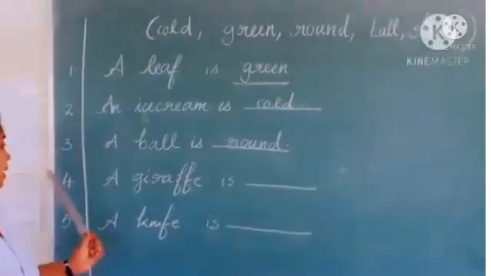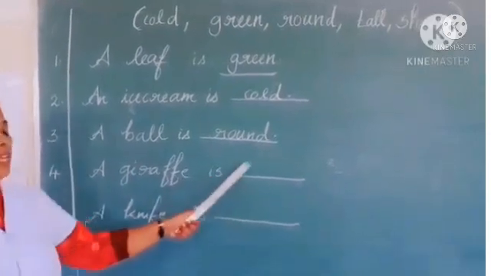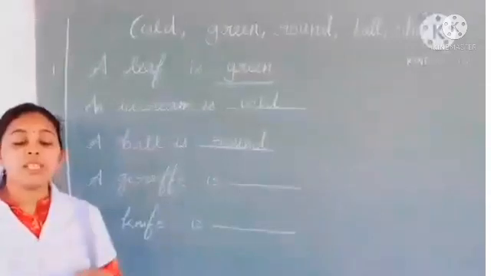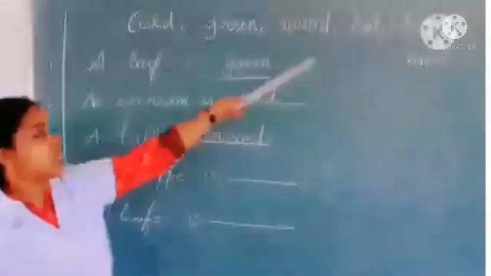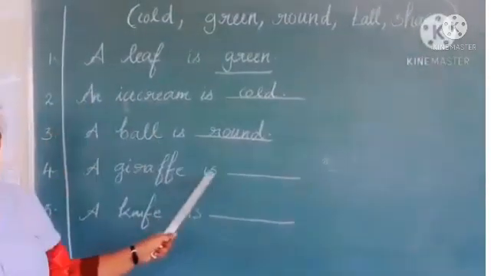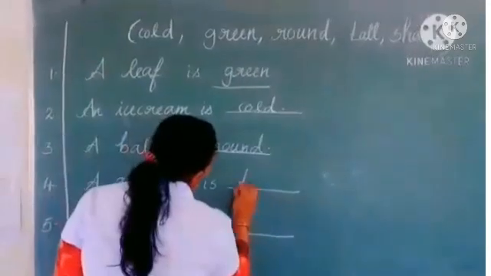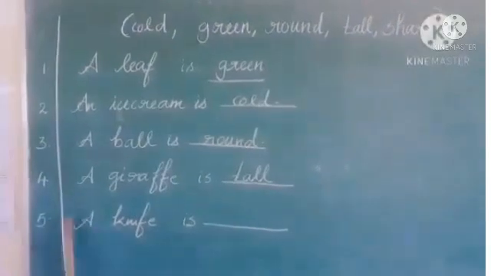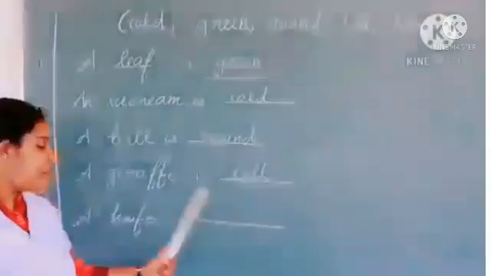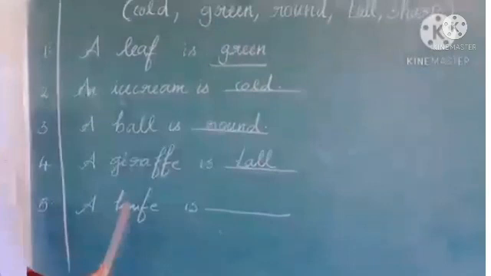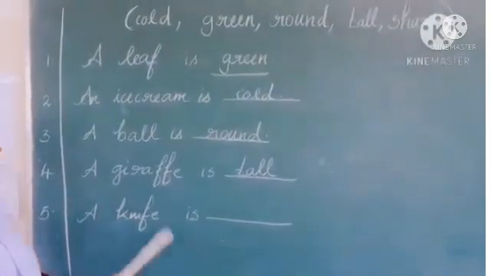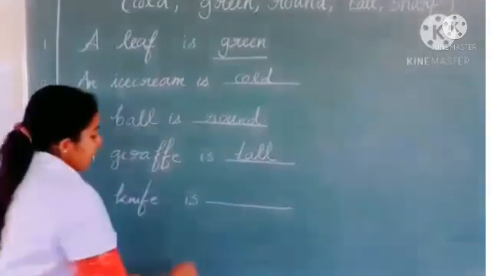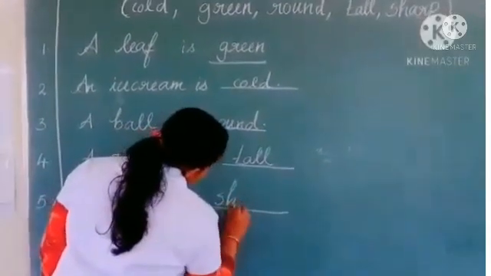R-O-U-N-D, round. And fourth one, a giraffe is dash. What's the size of a giraffe? Yes, tall. So a giraffe is tall. We can write here tall. T-A-L-L, tall. And the last one, a knife is dash. How is a knife? Yes, a knife is sharp. What is the spelling of sharp? S-H-A-R-P.